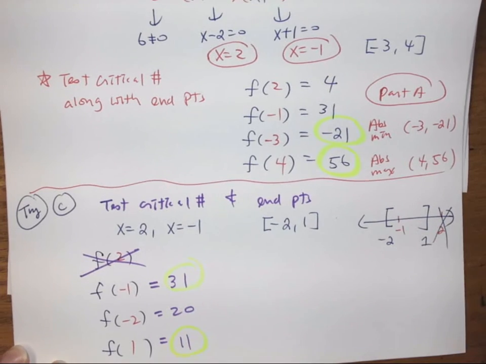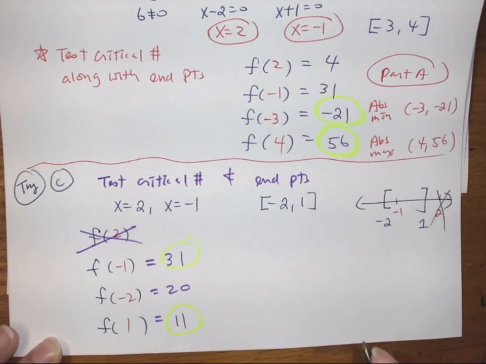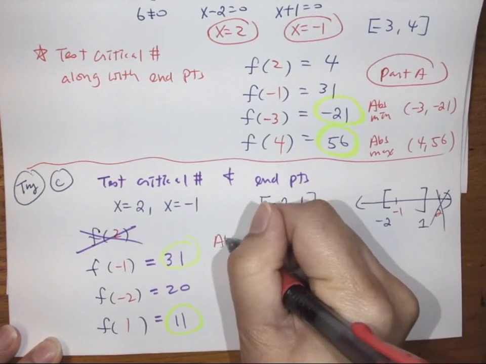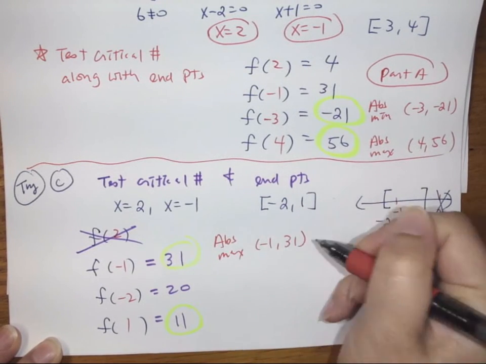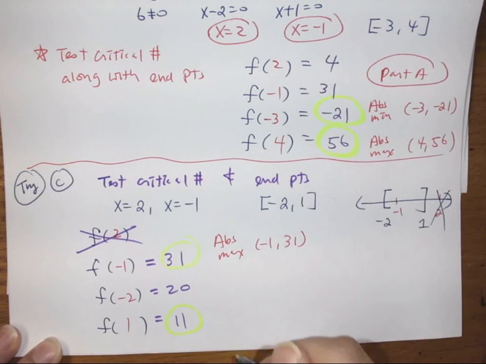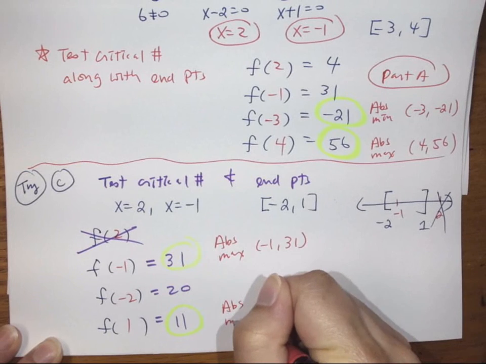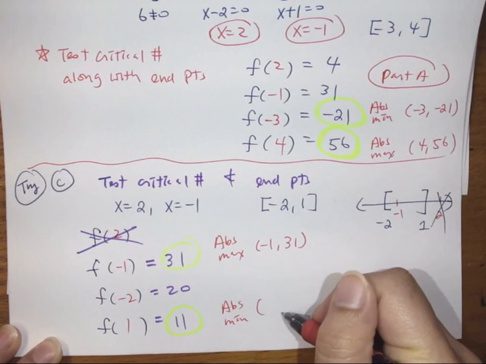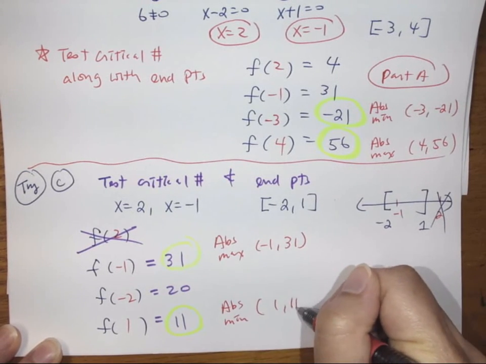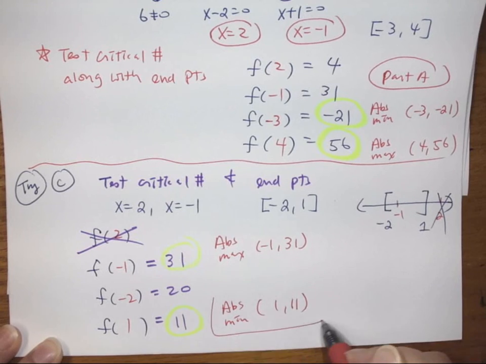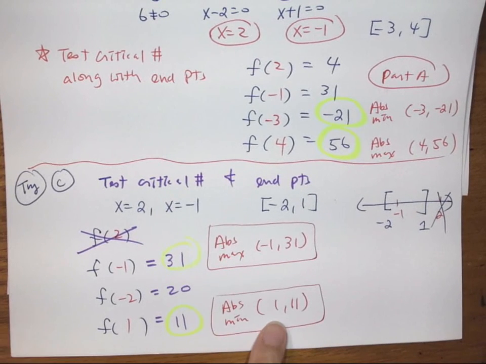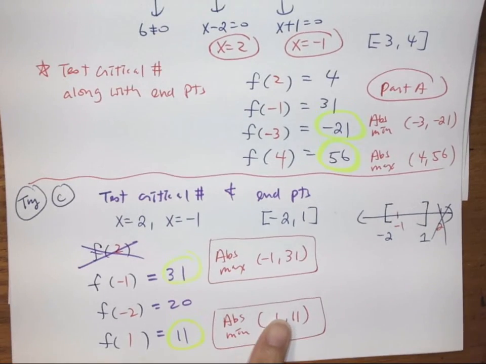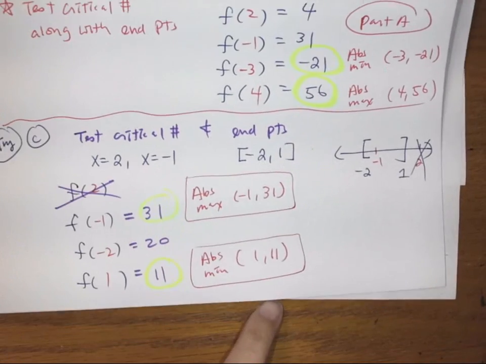So I'm going to say the absolute maximum is going to be at -1, 31, and the absolute minimum is going to be at 1, 11. I hope that makes sense. You may see some exam questions kind of like this. If you have questions, you can email me.